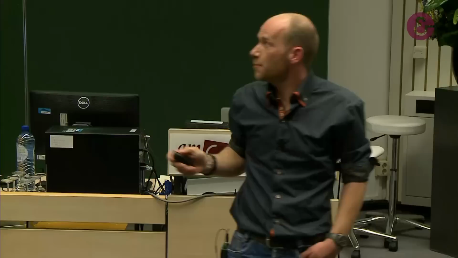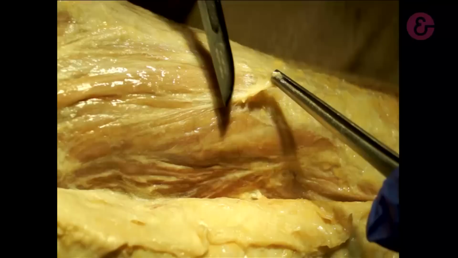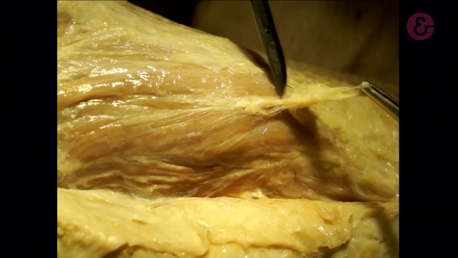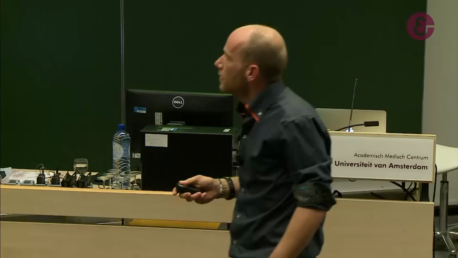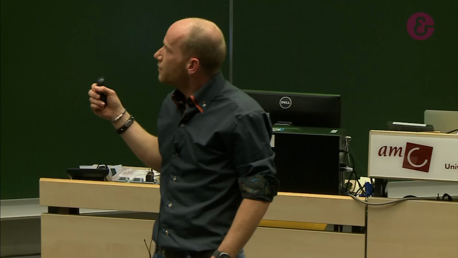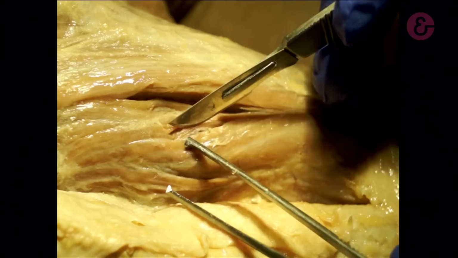In this movie, I show you how I take away the superficial fascia from the deltoid muscle on the right shoulder of this same woman cadaver. And you see how it is connected within all this fascia, which is everywhere, everywhere, everywhere. Also between the muscle fibers. When you separate muscle fibers, this fascia is everywhere, and we are just taking it away. So there's a different color.